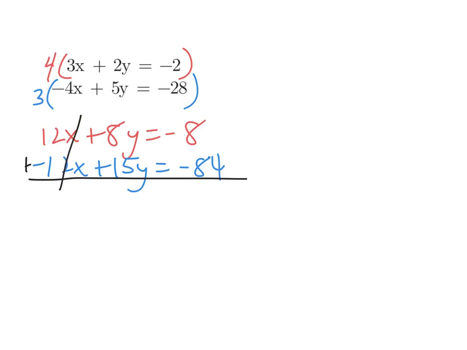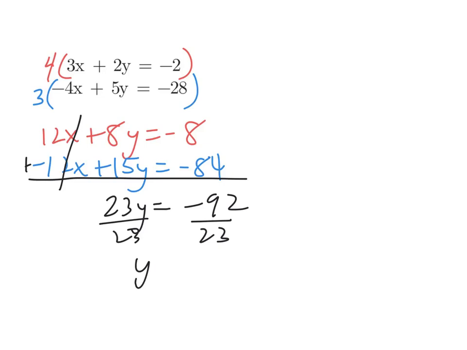So again, after we do the multiplication, it turns into a problem like 2a. It's set up for variables to cancel. Here, what's 8 plus 15? 23y. And what is negative 8 minus 84? Very good. What do I do next? Okay, so y equals negative 4.